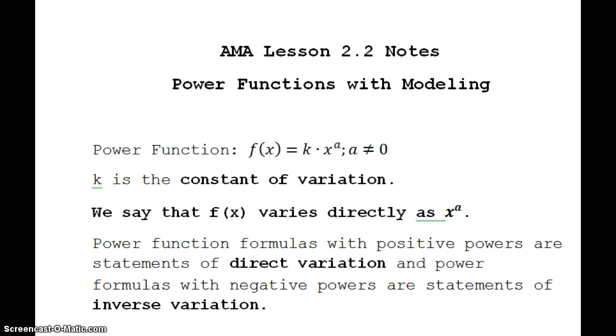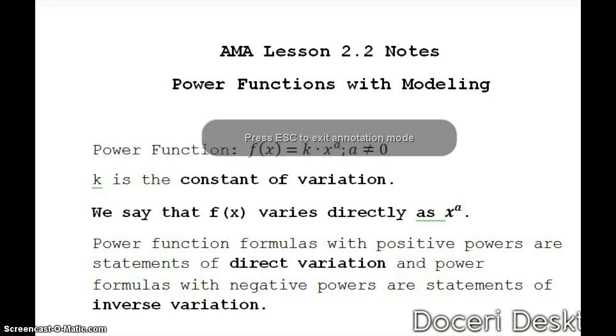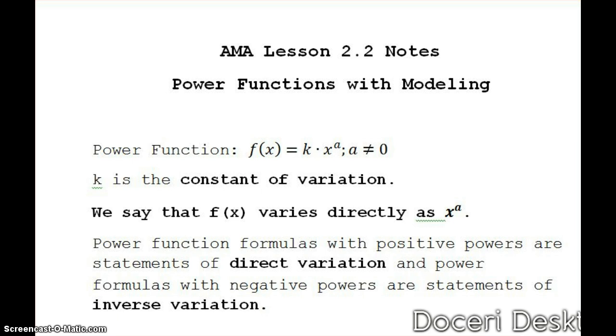We just got through talking about linear functions and quadratic functions, and so the power function is just using powers or exponents in our function. The power function looks like this: f of x equals k times x to the a power, where a cannot equal 0. If a were 0, then we would have just f of x equals k, which is a constant function.